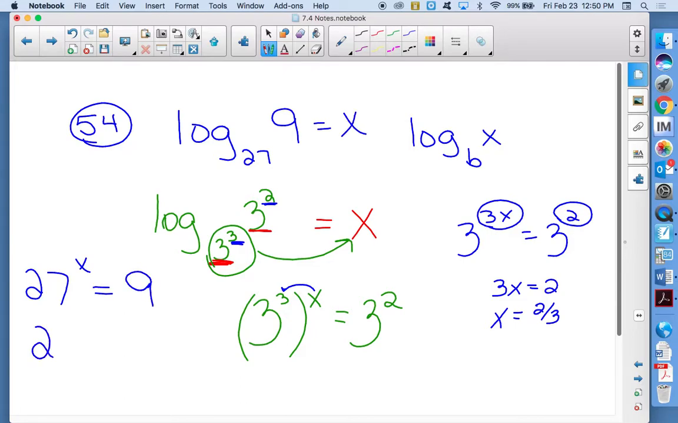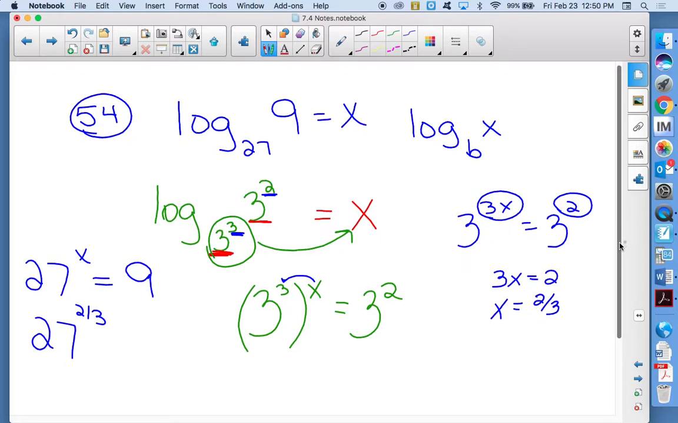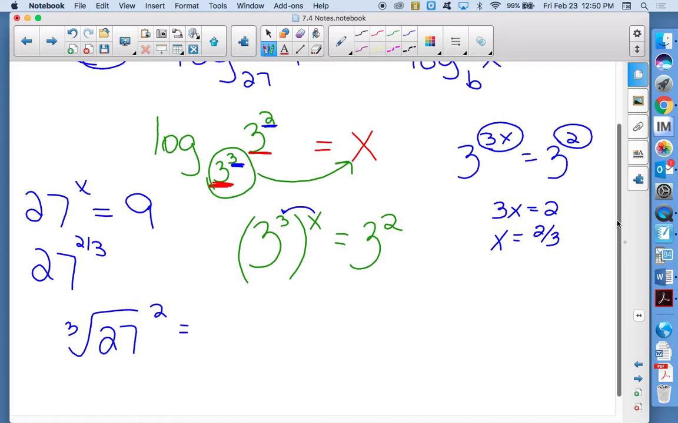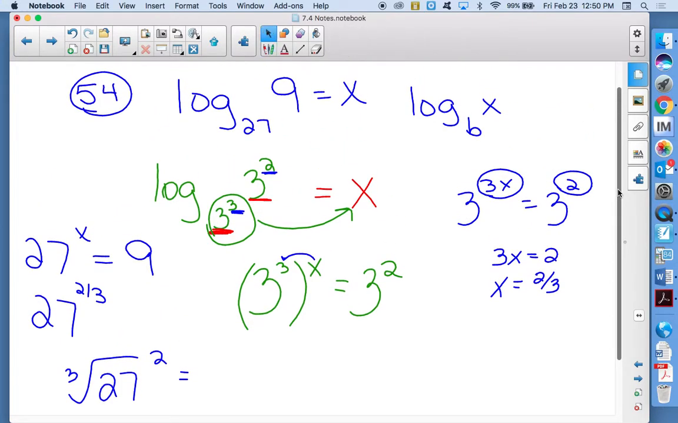Well, if we take 27 to the 2/3 power, what does it mean if you have the 2/3 power? How would you rewrite that? Square root of the cube root of that. Right? Cube root of this number squared. What is the cube root of 27? 3. Like, it does work. It makes sense. It's just kind of weird because you're dealing with a log.